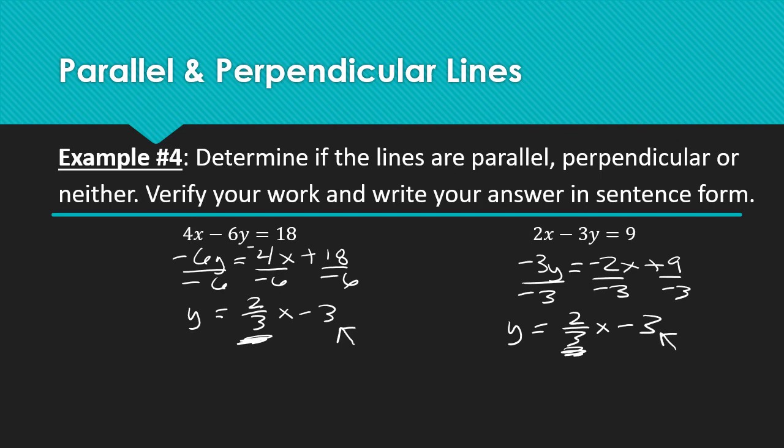So in essence, they're not technically parallel because they're the same line. They have the same slope. Had these y-intercepts been different, they would have been parallel. So these are the same line, and we're just going to leave it at that and go from there.